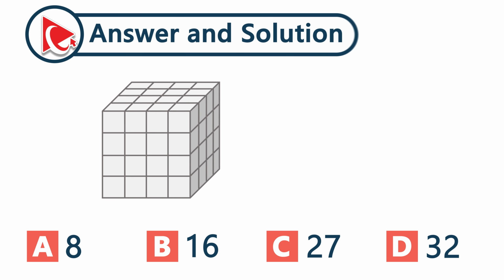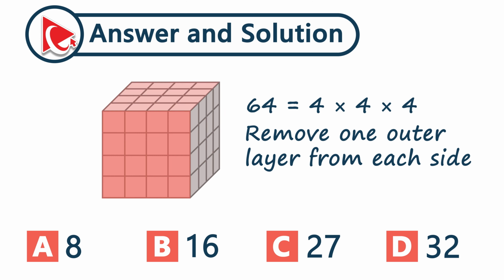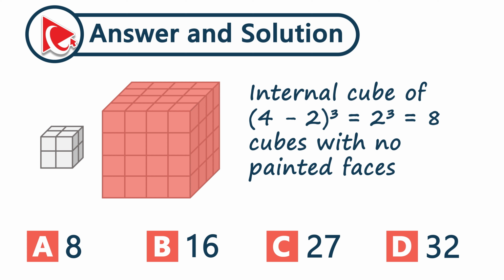After cutting the cube, it would have 64 pieces, which is calculated as 4 multiplied by 4 multiplied by 4. To find the number of unpainted cubes, remove one outer layer from each side. This leaves an internal cube of 2 by 2 by 2, which means 8 cubes have no painted faces. And the correct answer here is choice A, 8.